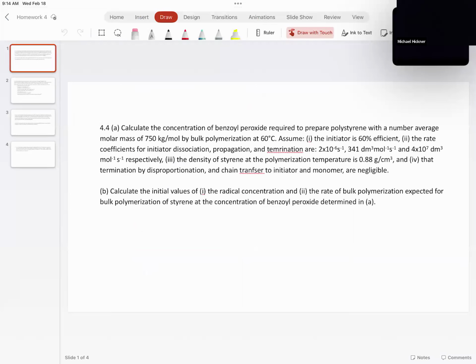If we look at the first one, 4.4, calculate the concentration of benzoyl peroxide. You know that peroxides are a radical initiator. We're going to polymerize polystyrene with a number average molar mass of 750 kilograms per mole by bulk polymerization. So you have the molecular weight, and we know that bulk polymerization is only monomer, no solvent.